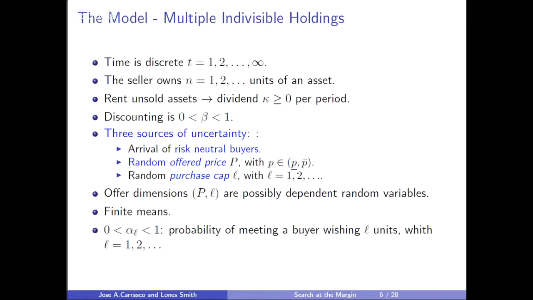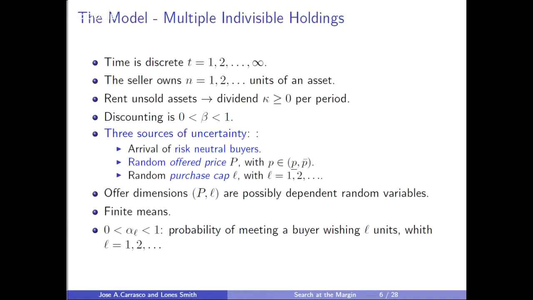What do you mean with arrival of risk-neutral buyers? The fact that they are risk neutral means that they only care about the money, and they don't derive a utility. There's no utility function for the buyers. The buyer cares just about the money, just about how much they pay for the house.